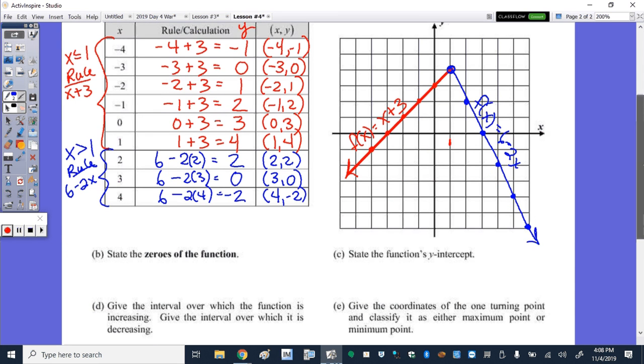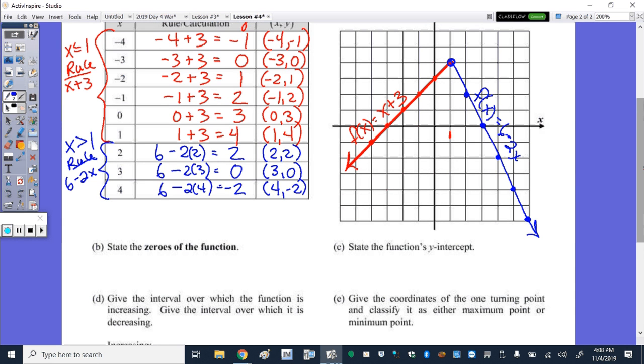B says to state the zeros of the function. Now the zeros from the previous page were when y is 0, and that is an x-intercept. We weren't able to tell on the previous note page, so we just noted how many there were. But let's see if we can see what those numbers are here. So the graph crosses the x-axis right here at negative 1, 2, negative 3, and crosses the x-axis here at 1, 2, 3. So our zeros are x equals negative 3 and x equals 3.